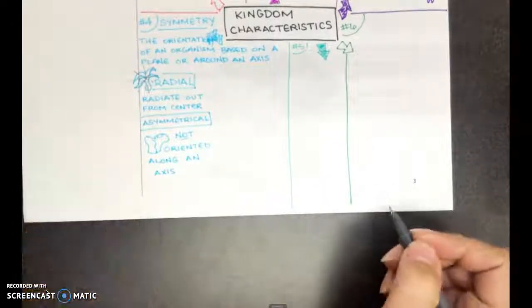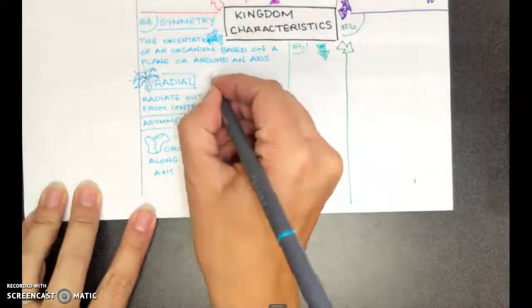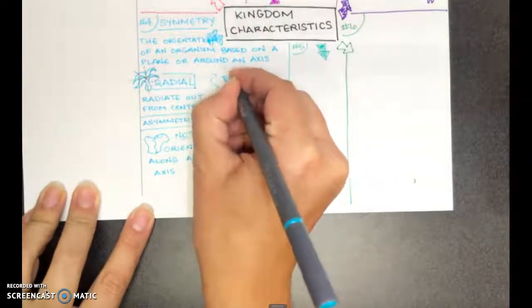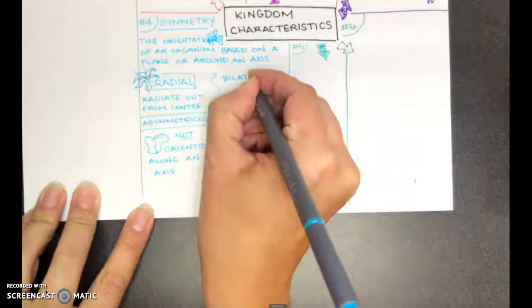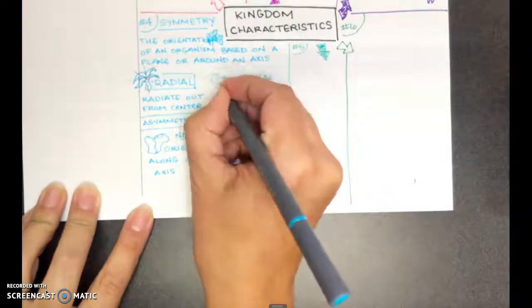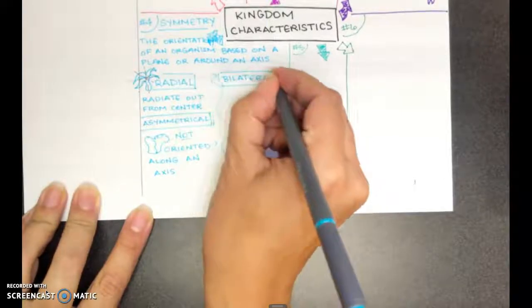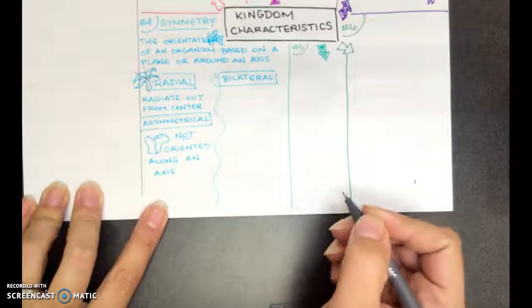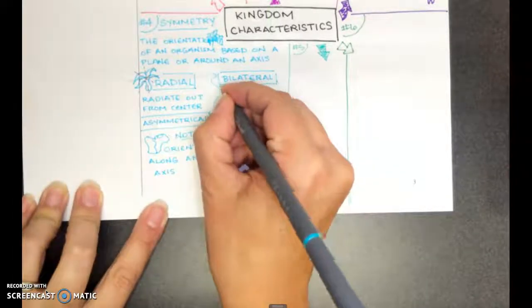Final type of symmetry that I want to be sure to mention to you then is going to be bilateral. Bilateral symmetry then is a plane that splits the body into identical right and left sides.